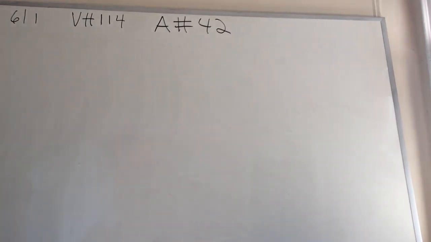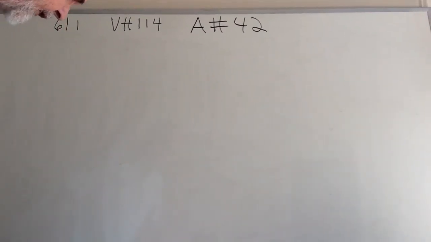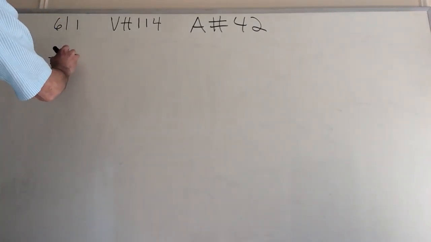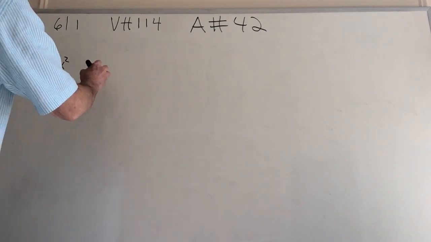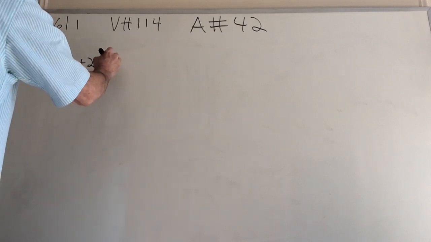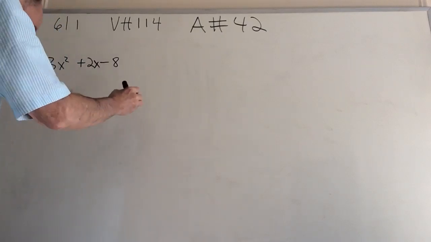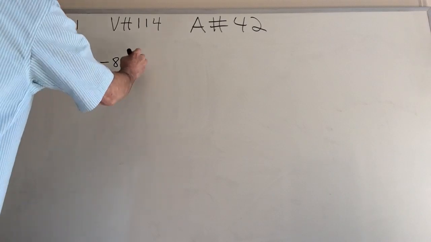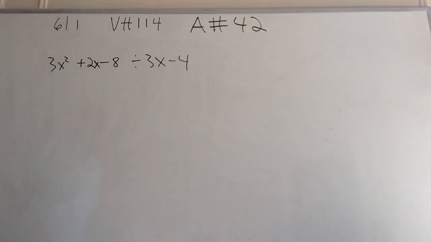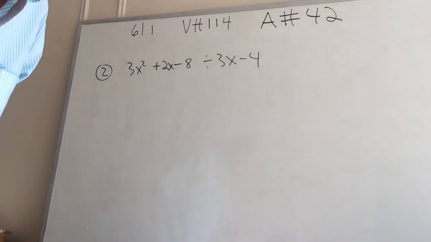Got this going here, and we do number 2 on the assignment. This is saying that 3x squared plus 2x minus 8 is divided by 3x minus 4. Okay? Now I'm going to walk through it a little faster, and we're expecting you to understand it. Like I said in the letter this morning, you can always pause the video.